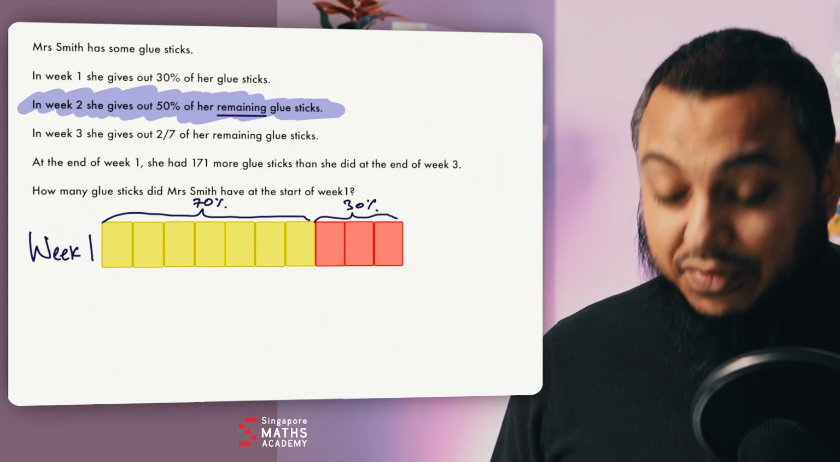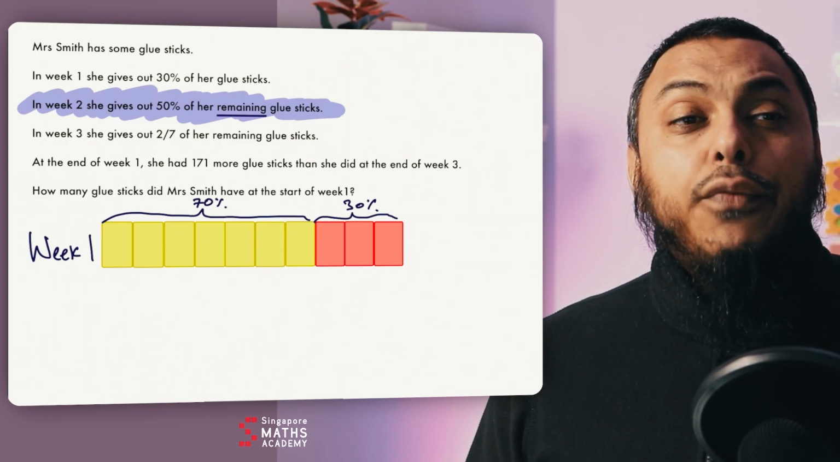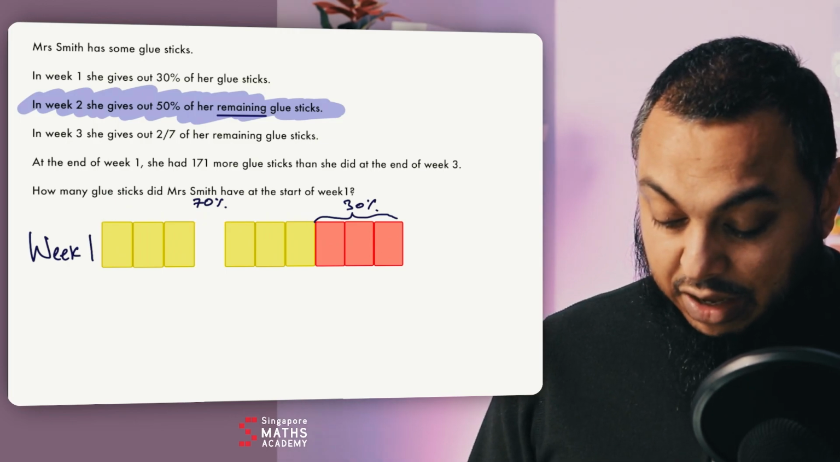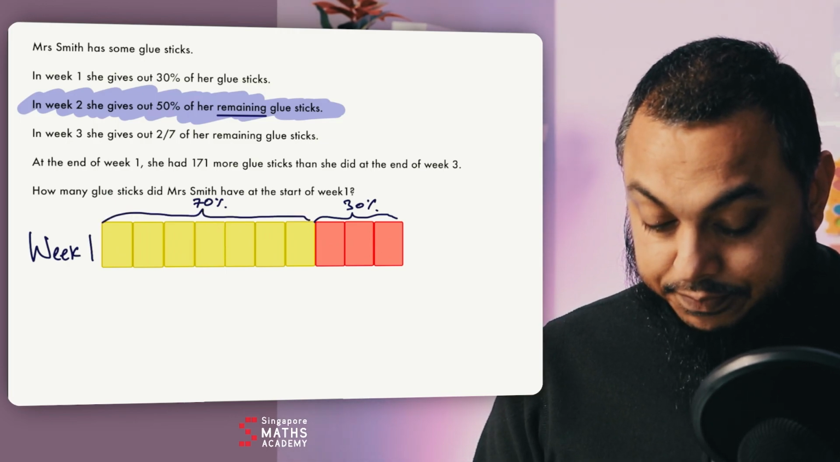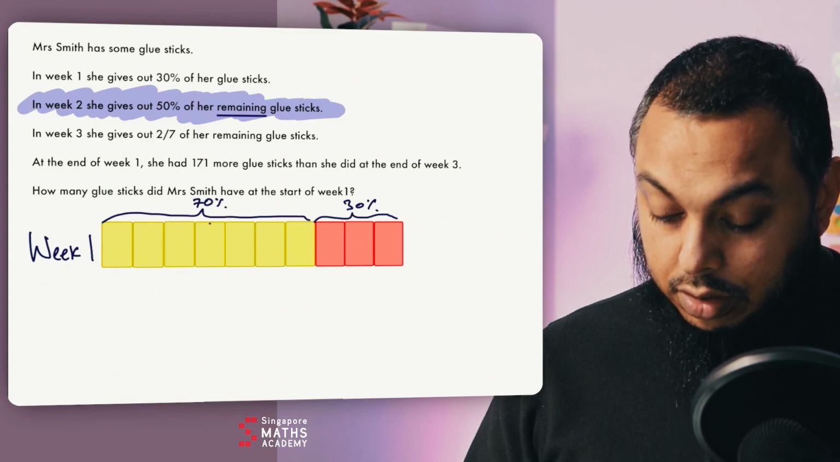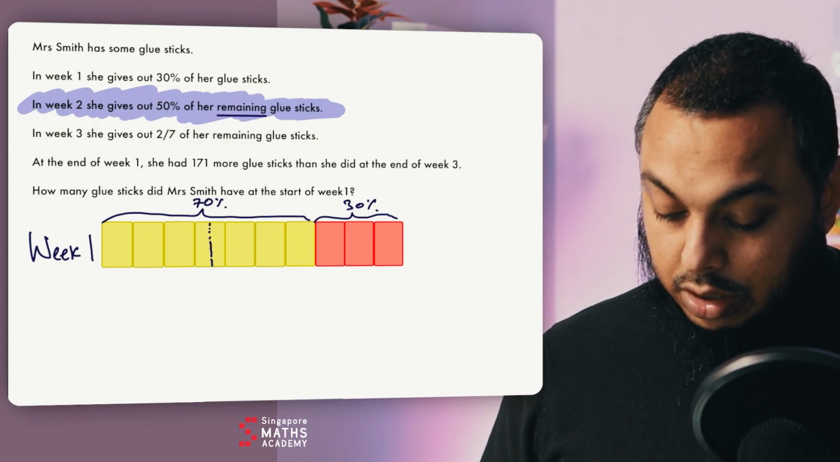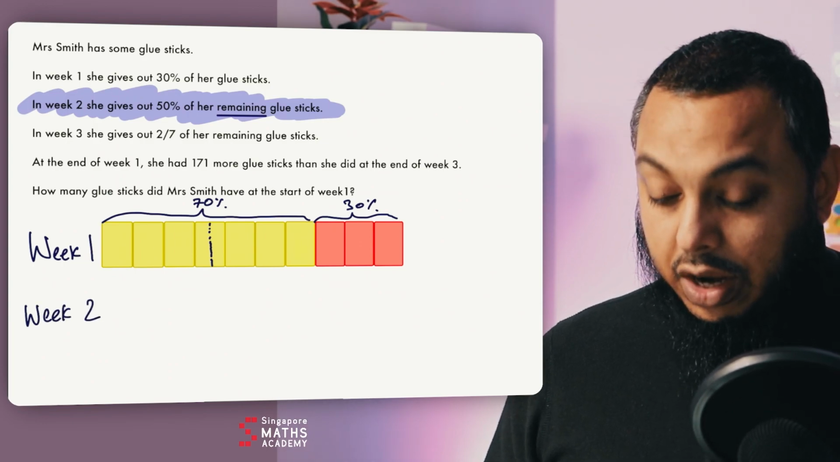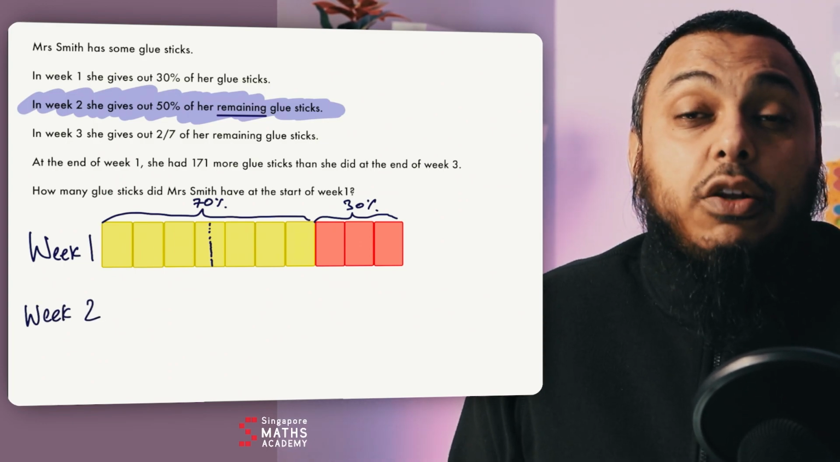So I know there's 7 equal parts here. So 50% of the 7 is going to be 3.5. So that must mean that in week 2, she's going to give out 35% of the whole amount, or 50% of what's remaining.